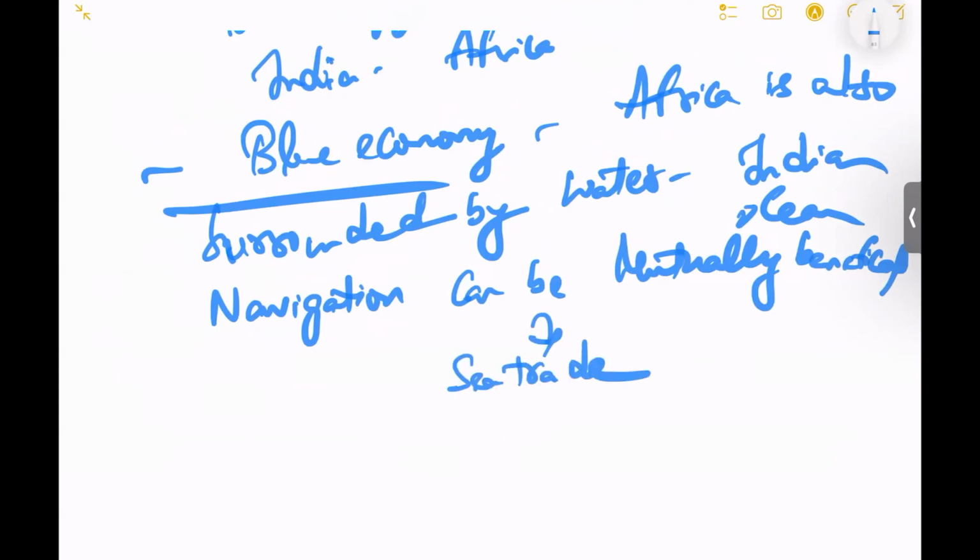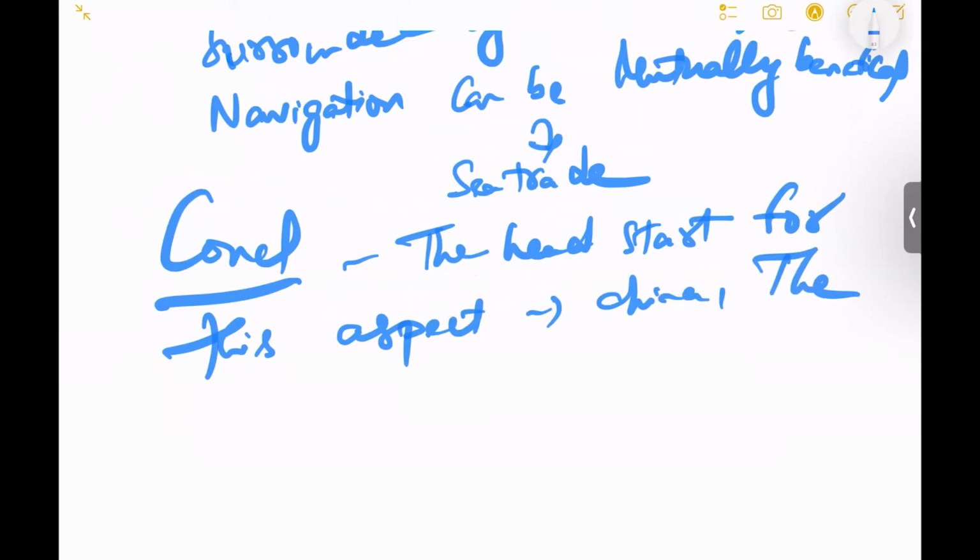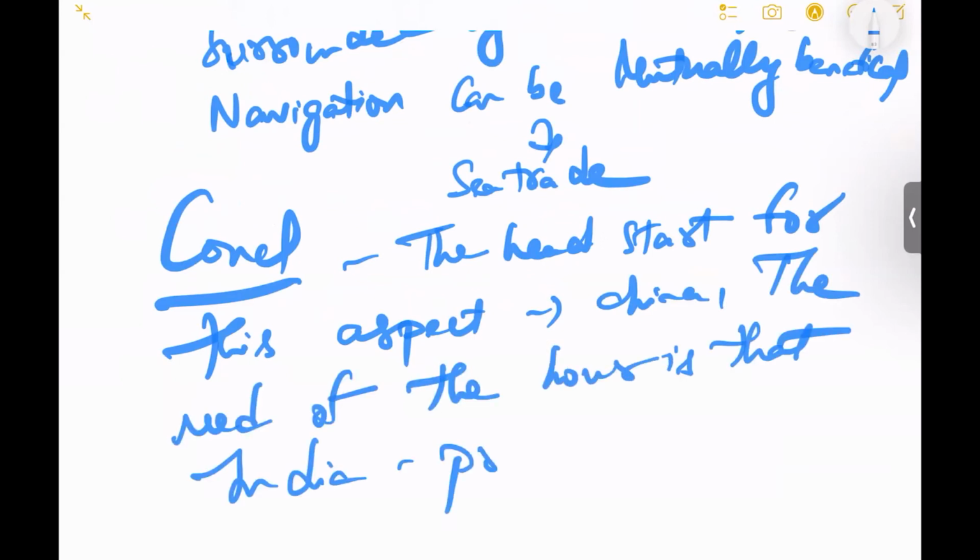In the conclusion, you'll write that the head start for this aspect has been taken by China. The need of the hour is that India proactively engages in Africa.